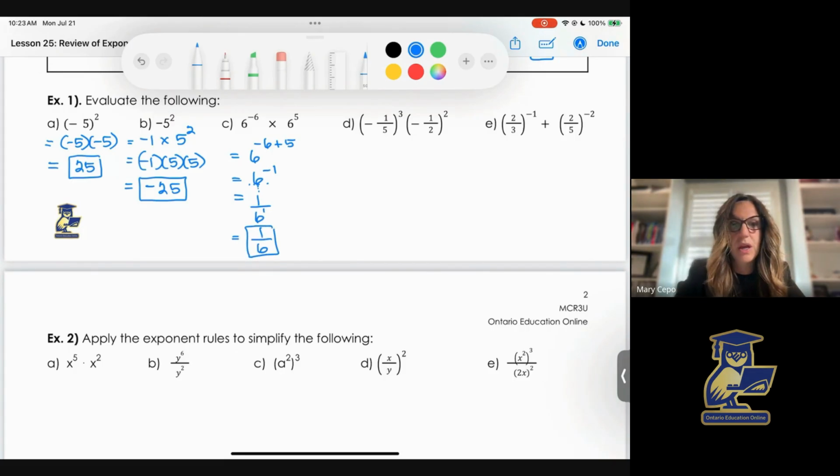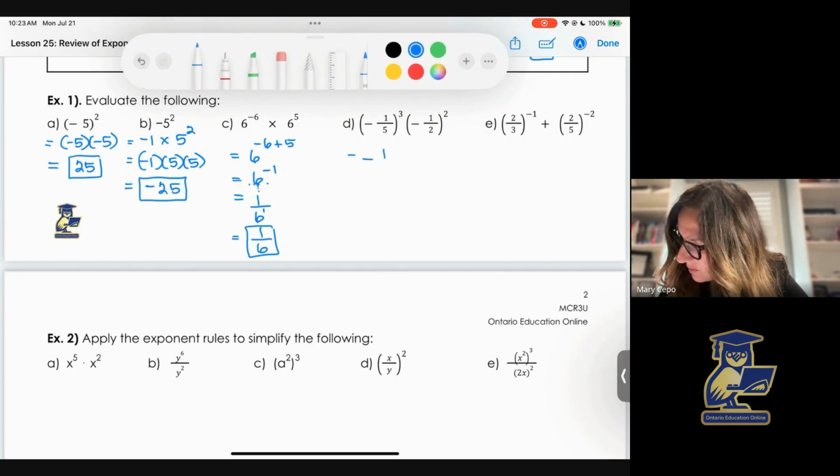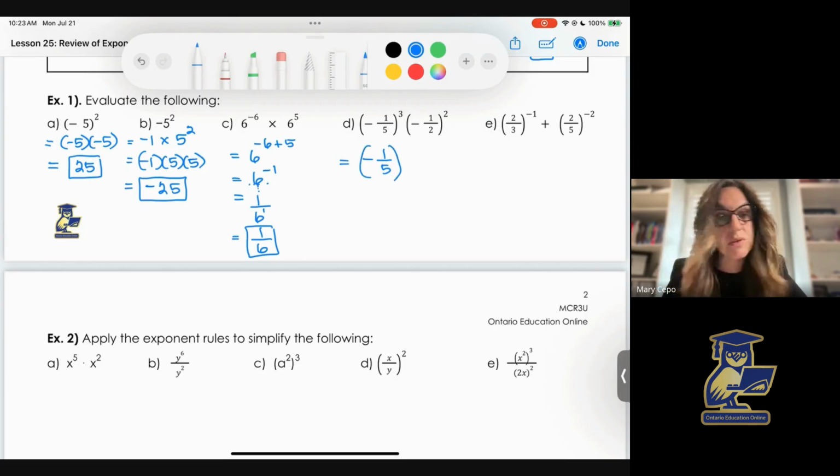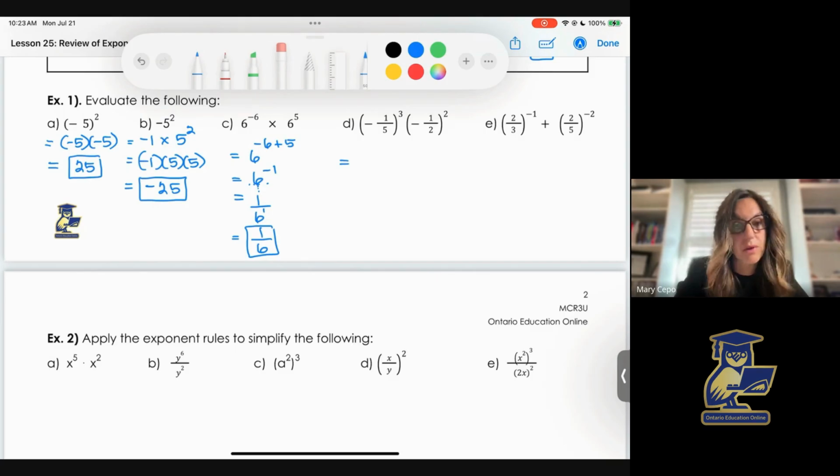Excellent. Okay, looking at D, we're multiplying powers with the same base. In this case, the bases are negative 1 over 5. Notice that's in brackets, so the base is negative. We're going to keep that base, and because we're multiplying powers with the same base, we're going to add those. Oh, look at me, silly me. Even with my glasses, I didn't notice that the bases are not the same. So in this case, there's nothing we can do except just evaluate them.